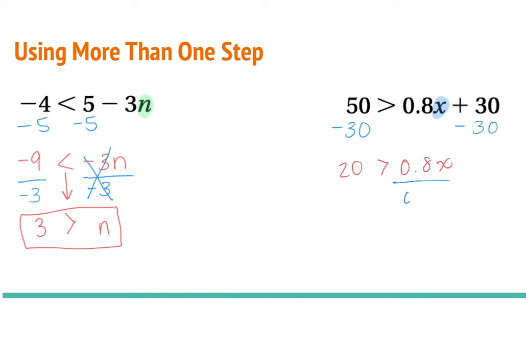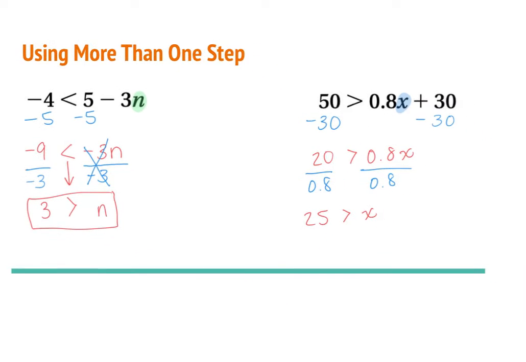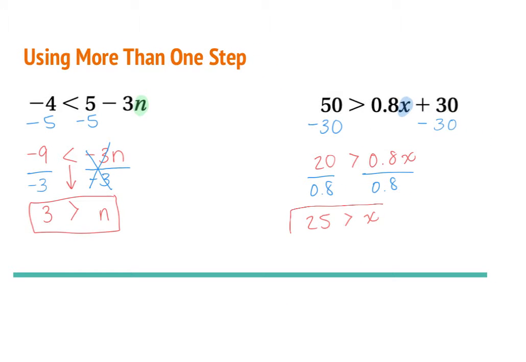Next, we want to divide by 0.8, divide by 0.8, and we're going to get 25 on the left is greater than x. Notice how we divided by a positive number, therefore our inequality does not change, okay? It stayed the same between these two. In our last problem, the inequality did flip, okay? The reason it flipped was because we divided by a negative number, not a positive one. So x has to be less than 25.